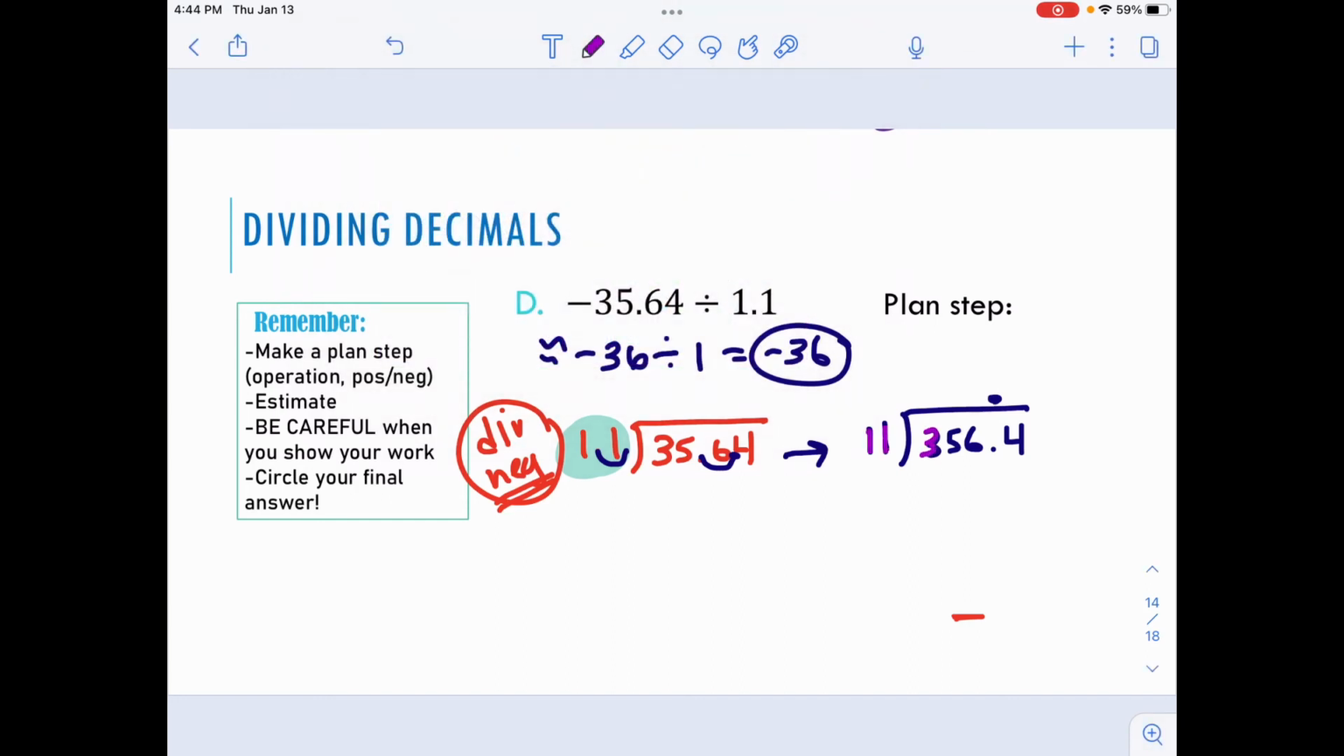Does 11 go into 3? No. How many times does 11 go into 35? 3 times. Subtract that. 5 minus 3 is 2. I bring down my 6. Using those arrows, if you don't have a graph paper, use those arrows to keep those place values in check.